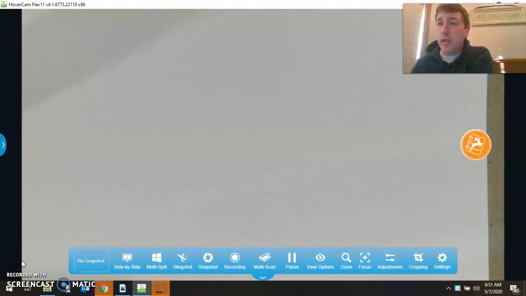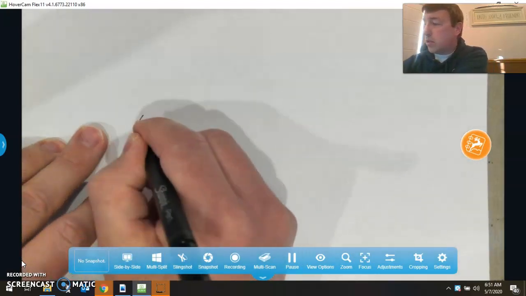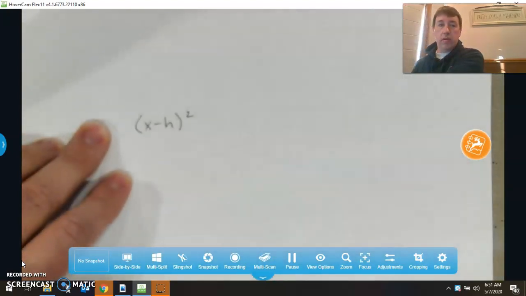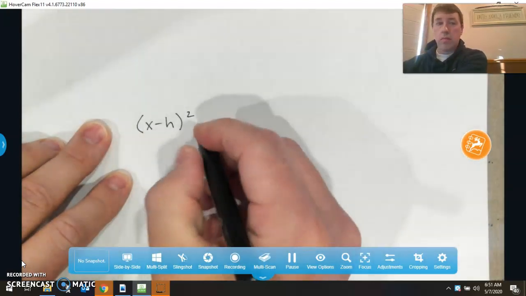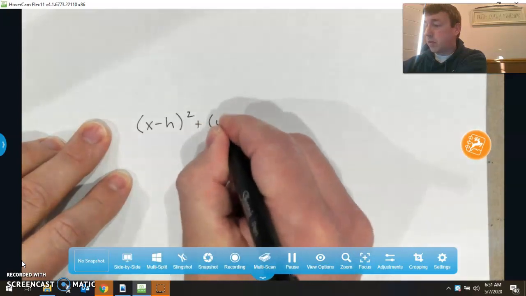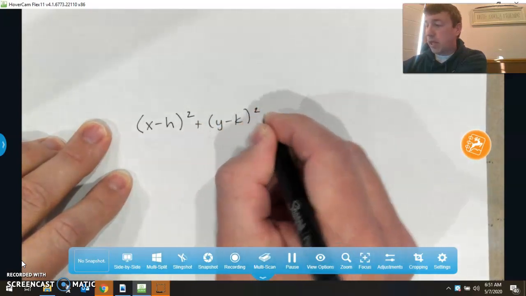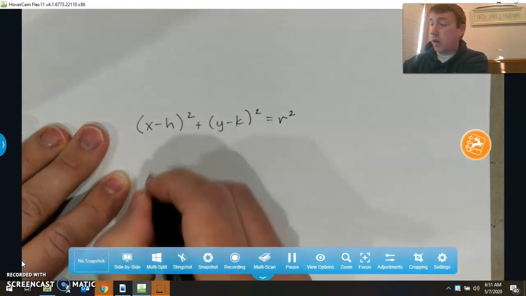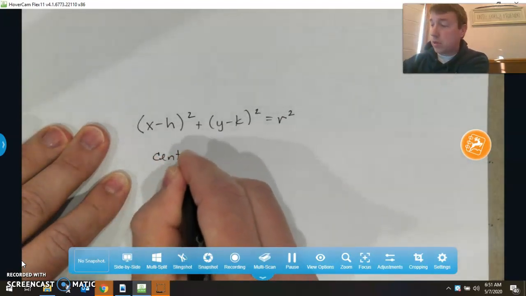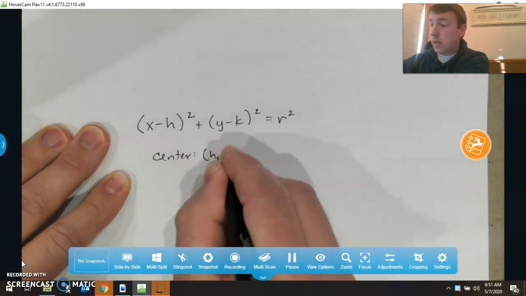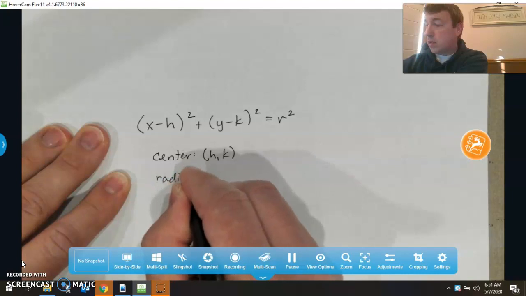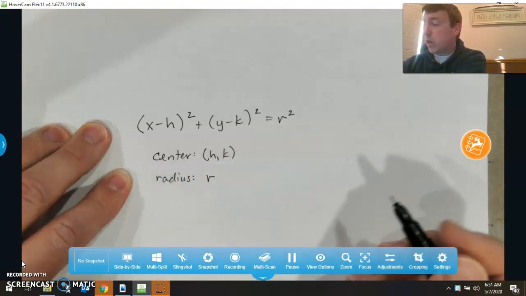The general equation for graphing circles is going to look like this. It's going to be (x minus h) squared plus (y minus k) squared equals r squared. It is super simple. Our center is going to be at (h, k), and the radius will be r.